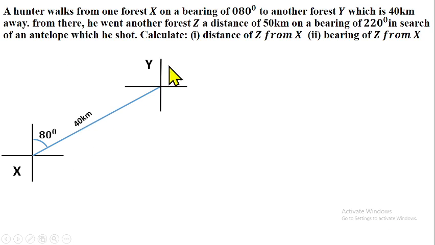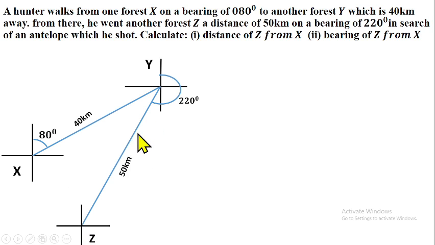Then from here, it went to another forest Z, 50 kilometers on a bearing of 220. Where will 220 be from here? It's going to fall around here. 220 will fall around here. So I will draw 220 here because this is 180 and this is 270. 220 should fall around here. And that means I have the bearing from the north to this line to be 220 degrees. Then this point is point Z, and this is 50 kilometers.